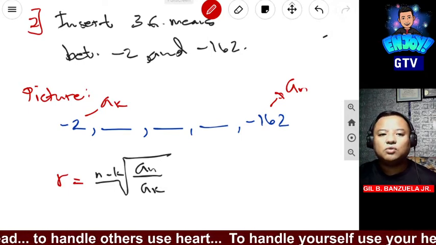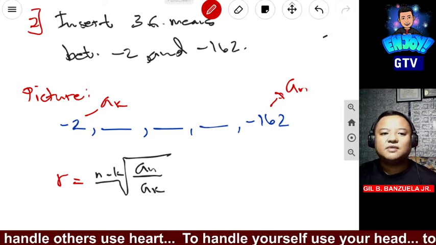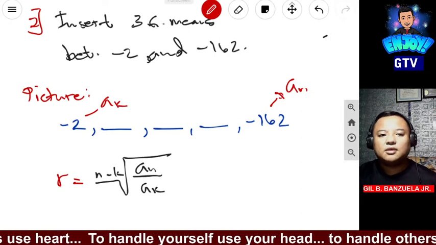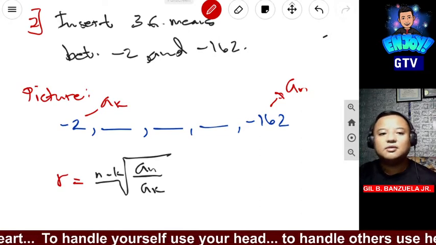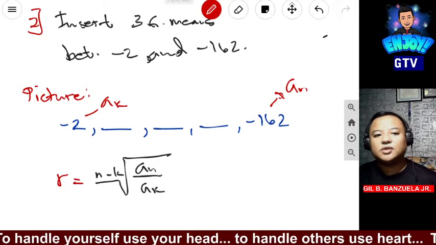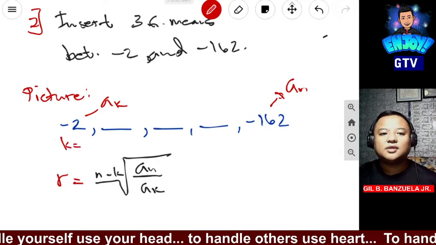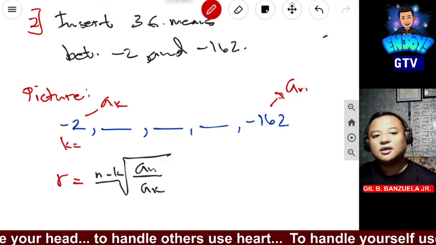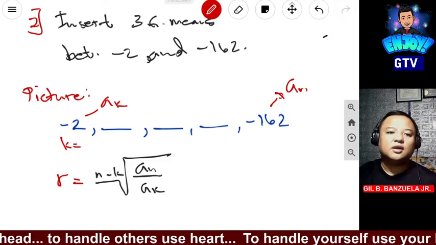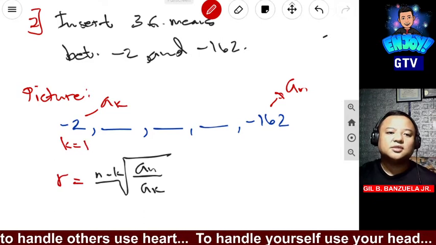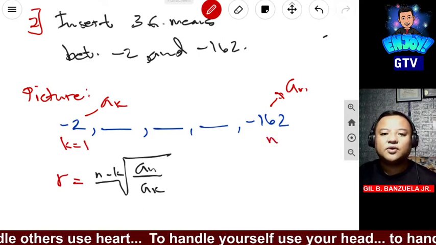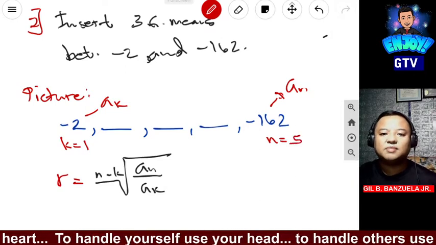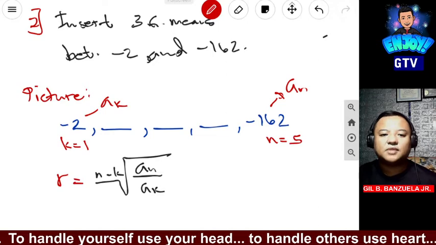It is not always placed in the first term, no? Your a sub k could be your second element or might be your third element. So therefore, your k value, guys, is movable, no? It could be first, second, third, and so on. Alright, but at this moment, your k is equal to 1. And your n here is on the fifth element, since your a sub n or last term is on the fifth element. Alright?